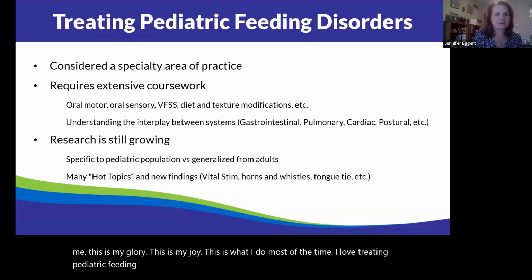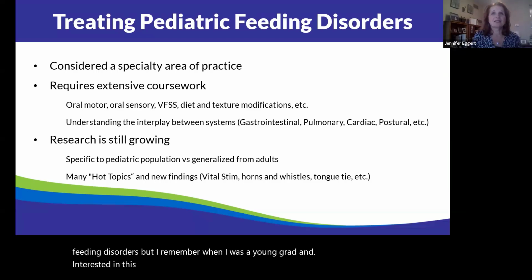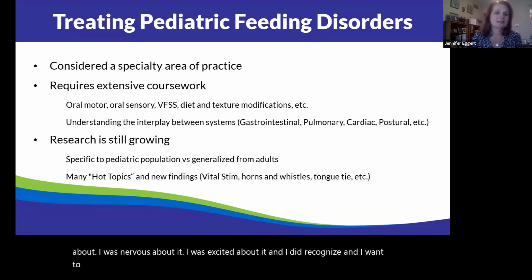But I remember when I was a young grad and became interested in this area, that it was still something that I was nervous about. I was nervous about it. I was excited about it. And I did recognize, and I want to again recognize for you, that this is considered a specialty area of practice.